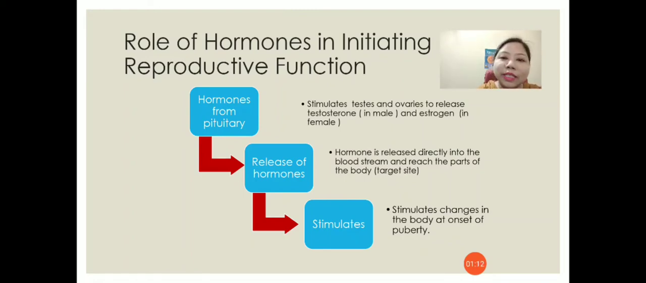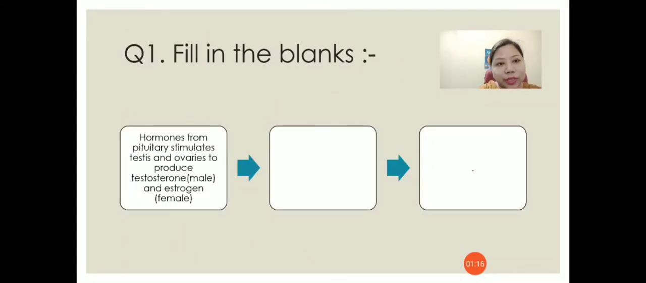So children, this is all for today's class. Let us now discuss some questions. So here is a fill in the blank. You have to fill it up, and you have to see what could be the possible answer of this question.